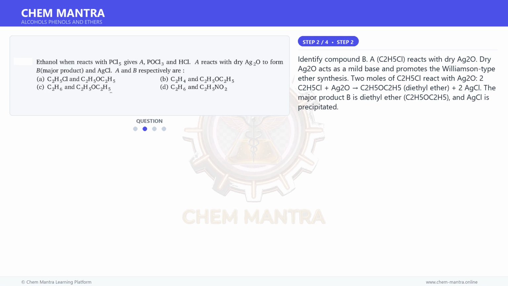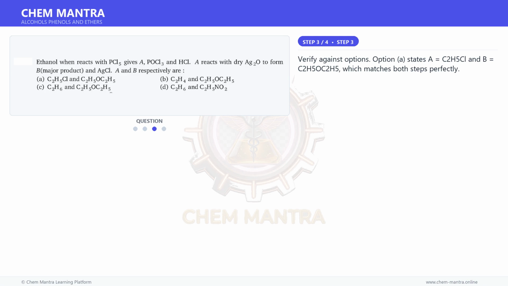Identify compound B. A, C2H5Cl, reacts with dry Ag2O. Dry Ag2O acts as a mild base and promotes the Williamson-type ether synthesis. 2 moles of C2H5Cl react with Ag2O to give C2H5OC2H5, diethyl ether, plus 2 AgCl. The major product B is diethyl ether, C2H5OC2H5, and AgCl is precipitated. Moving on to the next step.